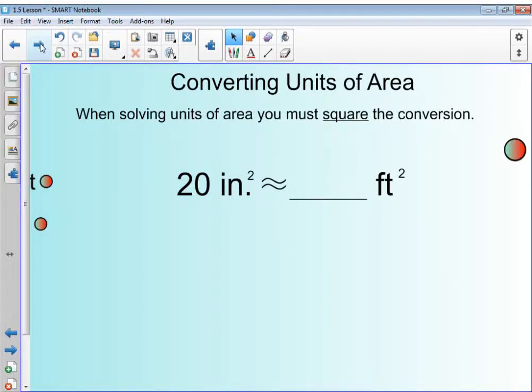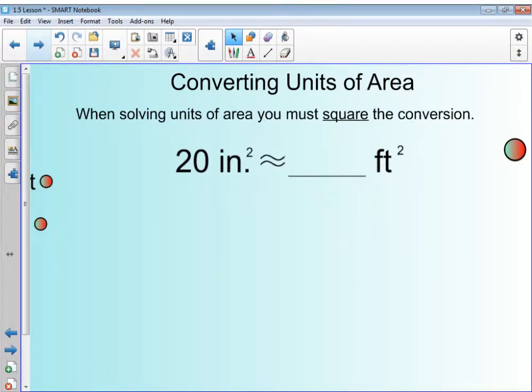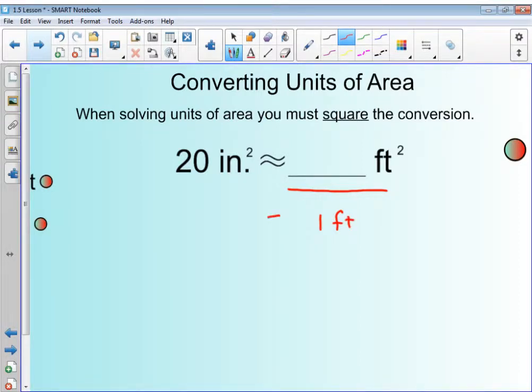So we're going to go ahead and work with our conversions like we have before. We're still going to use the conversions that we know and understand, but instead of just working with those numbers, we're actually going to square the numbers. So for example, when I look at this sample, I have 20 inches squared equals how many feet squared. So normally when I'm thinking of feet to inches, I know that 1 foot, so I'm going to match labels, 1 foot is the same as 12 inches.